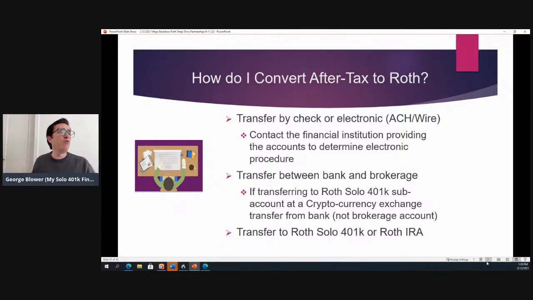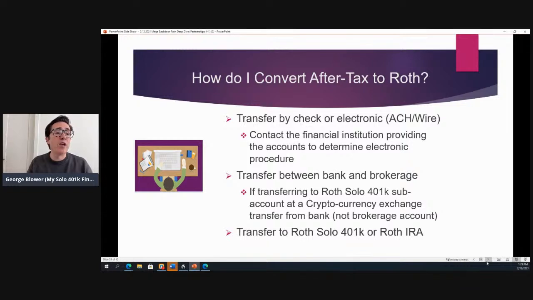So how do I convert after-tax to Roth? So you can convert the money. We're talking about, again, the Mega Backdoor Roth. The foundation of that is the voluntary after-tax contributions, which go into the separate after-tax account. And then that money gets moved out of the account into a Roth account. So the money can be moved by check or electronically. Contact a financial institution about their procedure for transferring the funds electronically. We have clients that have accounts at hundreds of different banks and brokerages, so every institution is going to have their own procedure. You can transfer between bank and brokerage.